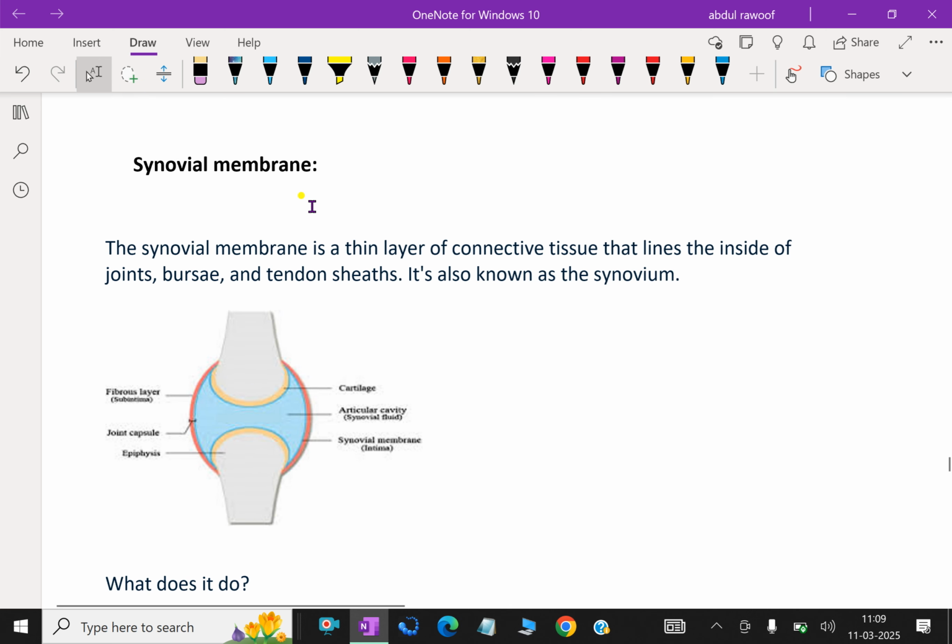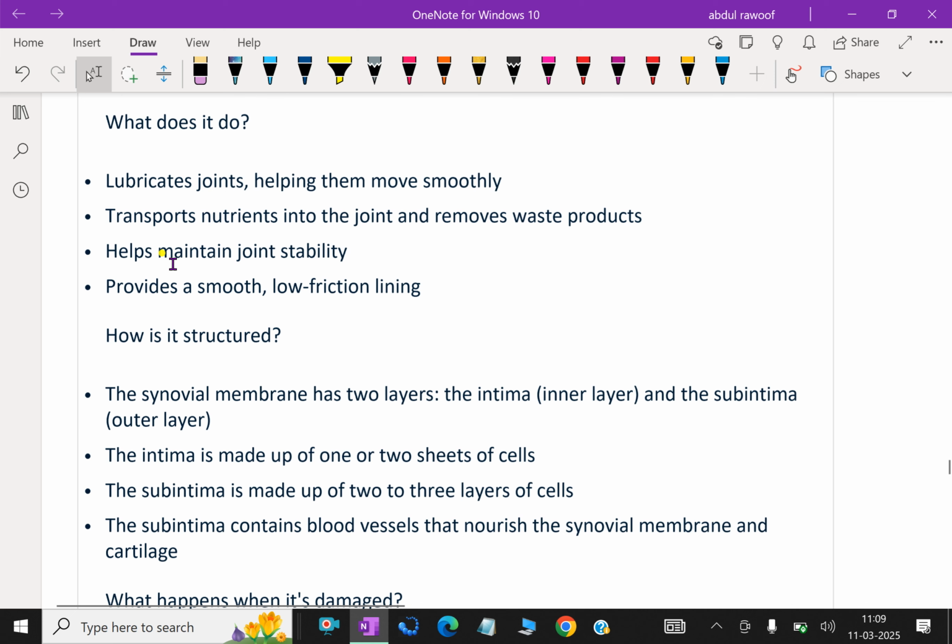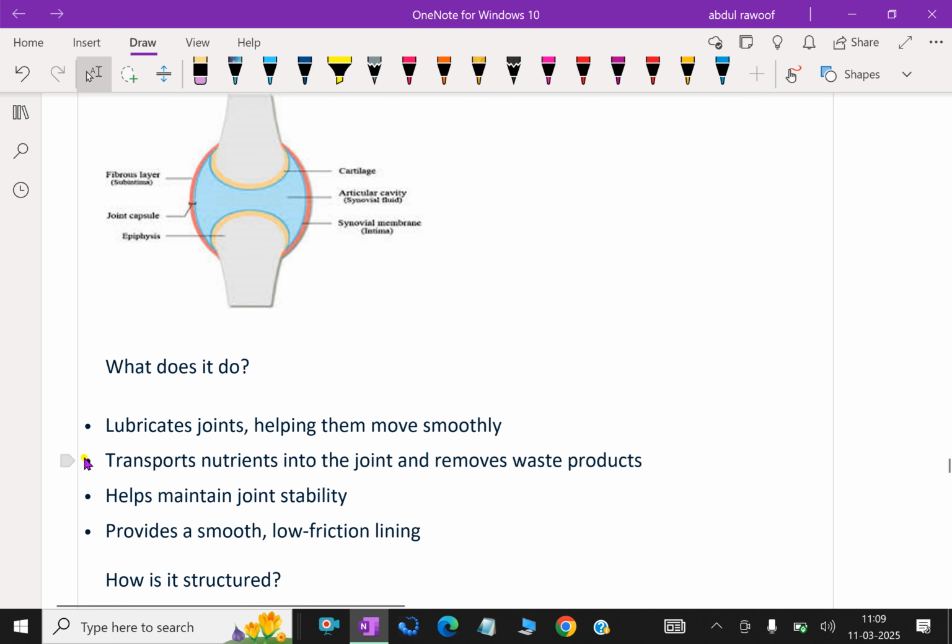Next, synovial membrane. The synovial membrane is a thin layer of connective tissues that lines the inside of joints, bursae, and tendon sheaths. It's also known as the synovium. What does it do? Lubricates joints, helping them move smoothly, transports nutrients into the joints and removes waste products, helps maintain joint stability, provides a smooth, low friction lining.